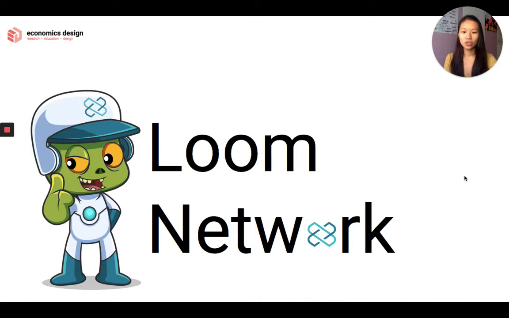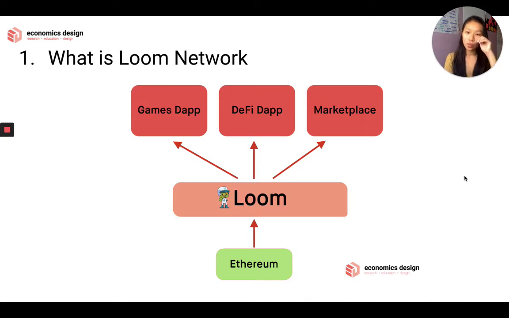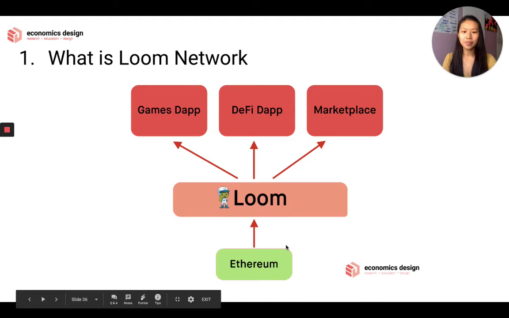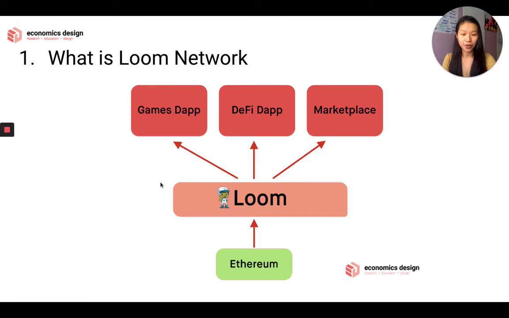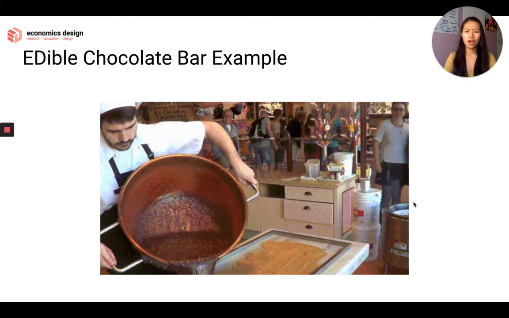Okay, so what's Loom Network? Loom Network is basically a platform that runs on Ethereum, and as a developer, you can build stuff on Loom. So you've got Ethereum here, and then you've got Loom that sits on top of Ethereum. As developers, you can develop games, decentralized finance stuff, and marketplaces on Loom. So how does it work?